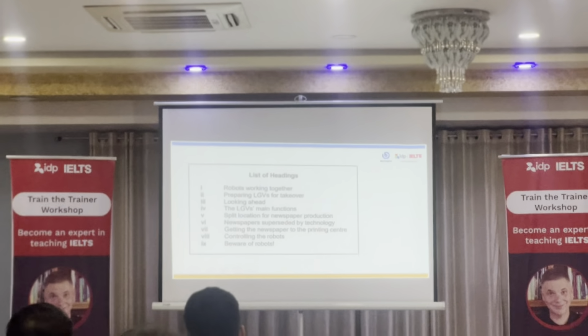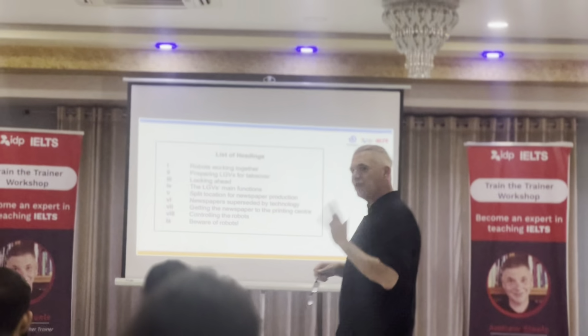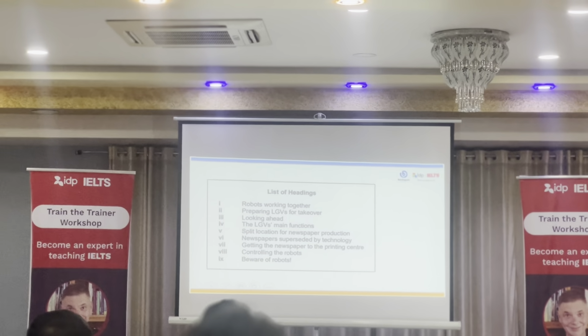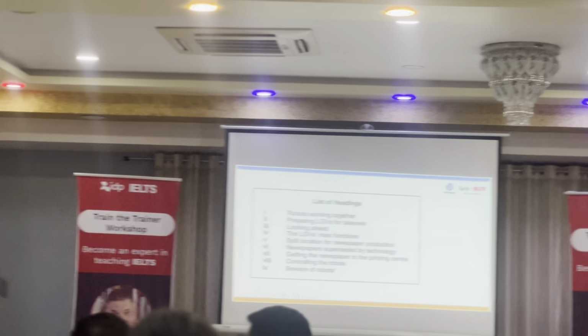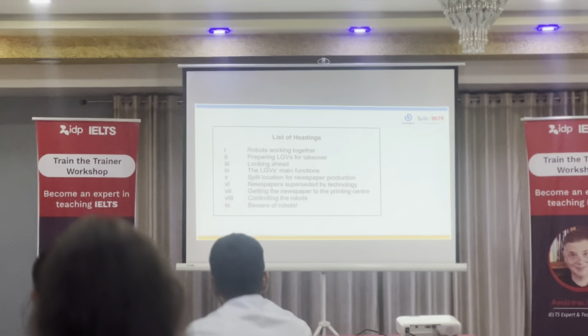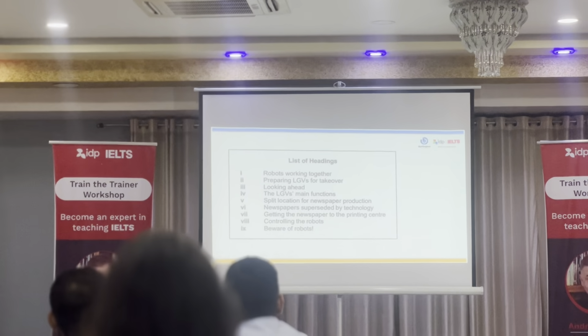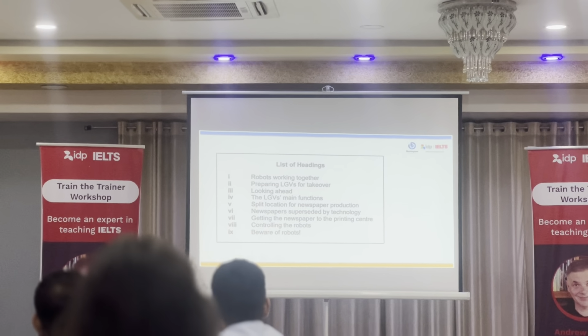It's a list of headings. It's a matching headings type question. So just looking at that, the first thing you do with your students is say, okay, from this list of headings, what do you think are the main key words? Robots. Robots has got to be one of them, hasn't it? It's repeated several times. Yeah, absolutely. Any more? Newspapers. Yeah, newspapers, technology.